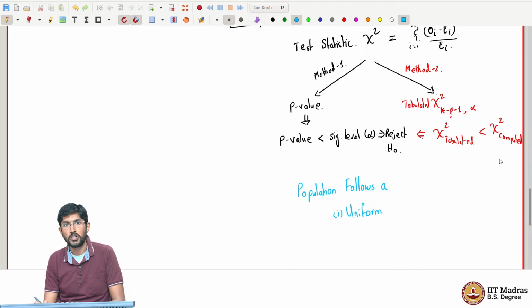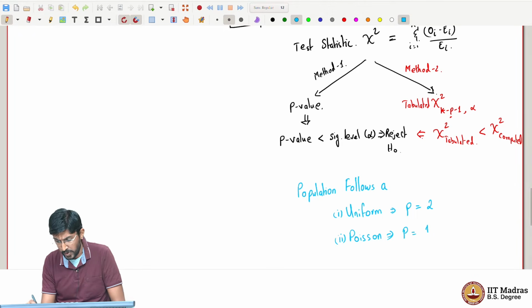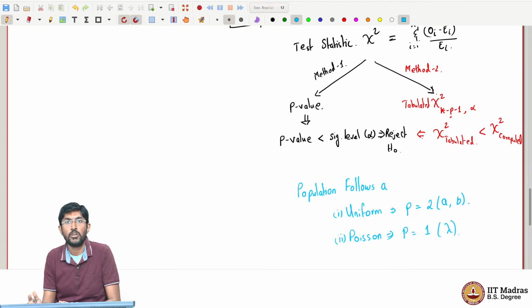For a uniform distribution, the two parameters that you will be computing are the lower value and the upper value, which is a and b. So, in this case, for a uniform distribution, p is equal to 2. Whereas the second one, the Poisson distribution, the only parameter that you need is lambda, right? So, everything else is derived from that lambda. So, in that case, p is equal to 1, which is your lambda. In the uniform distribution, it is going to be a and b, the lower value and the upper value.